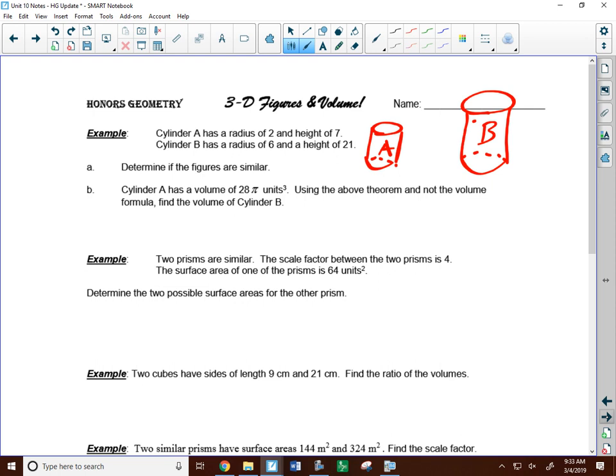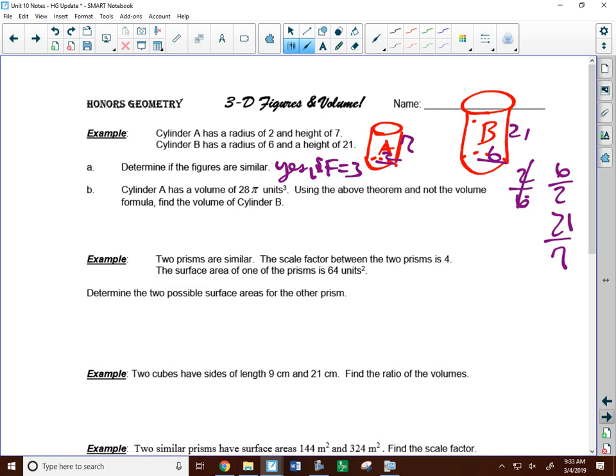Well, let's check the ratios. We can see the radii here, 2 to 6, and 7 to 21. Is that the same ratio? Times 3. So yes, the scale factor is 3 or a third. 6 over 2 and 21 over 7 are both 3, or you can reverse it and do 1/3.